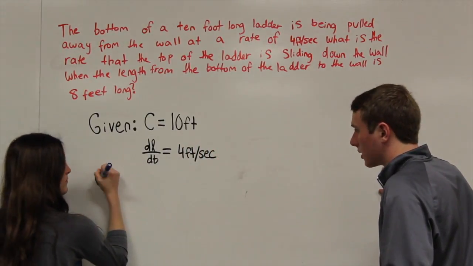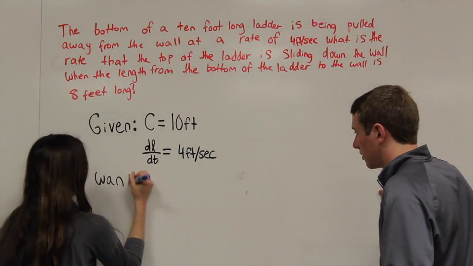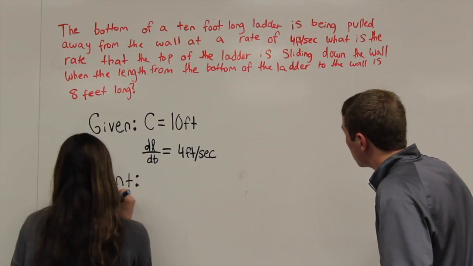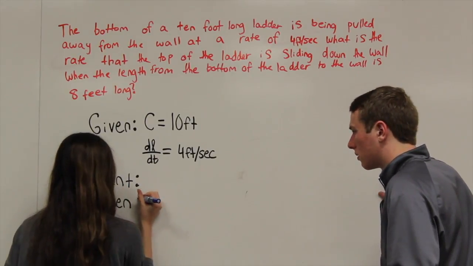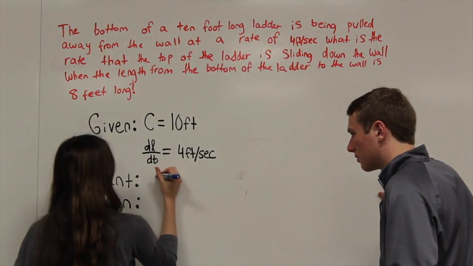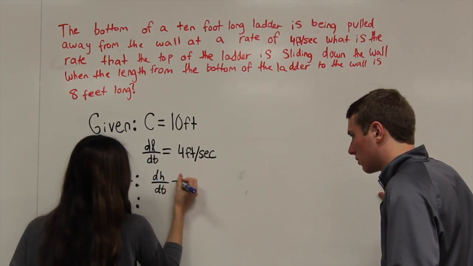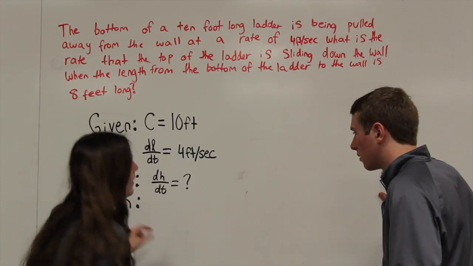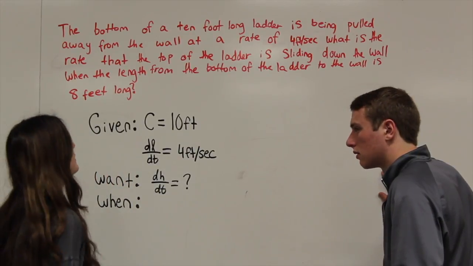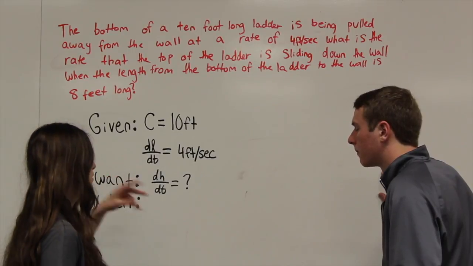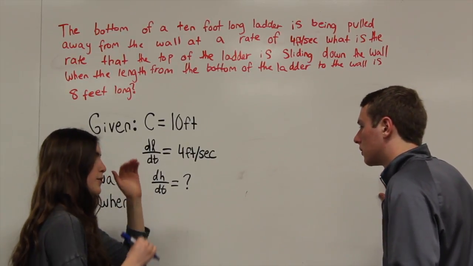And then you want the wants. And what do I want? I want the height of the ladder on the wall, which would be dH/dt. Okay, so dH/dt is what you want. However, that is not the height of the ladder on the wall. dH/dt is the rate at which the ladder is falling down the wall. So it's the rate at which the height is going down.